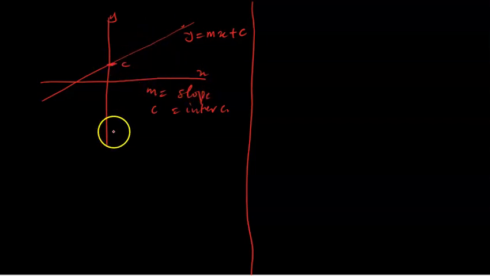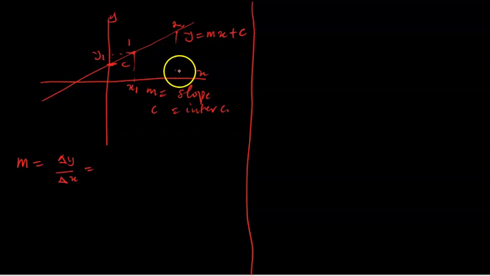Now the slope of this line, the slope m, is the rate of change of y with respect to x. Let's pick 2 points on this line. If this is my point 1 and this is my point 2, and this is x1, here I'll have y1. Now, if here is x2, here I should have y2.